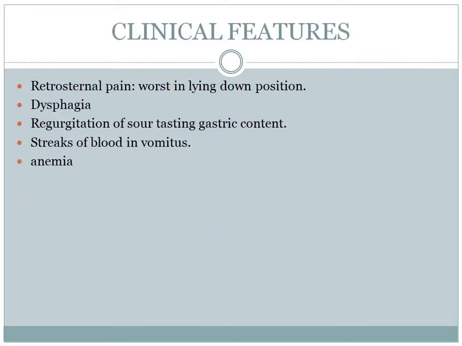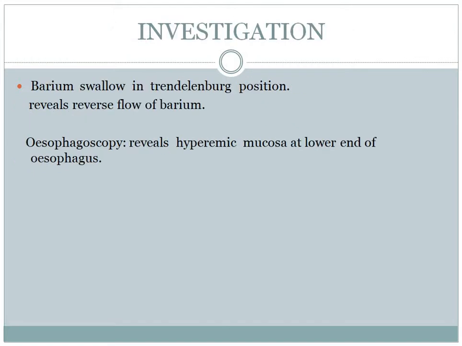The clinical features are retrosternal pain, worse in the lying down position, dysphagia, regurgitation of sour tasting gastric content, streaks of blood in the vomitus, and anemia. The investigation is the barium swallow in the Trendelenburg position, which reveals the reverse flow of the barium, and esophagoscopy reveals the hyperemic mucosa at the lower end of the esophagus.